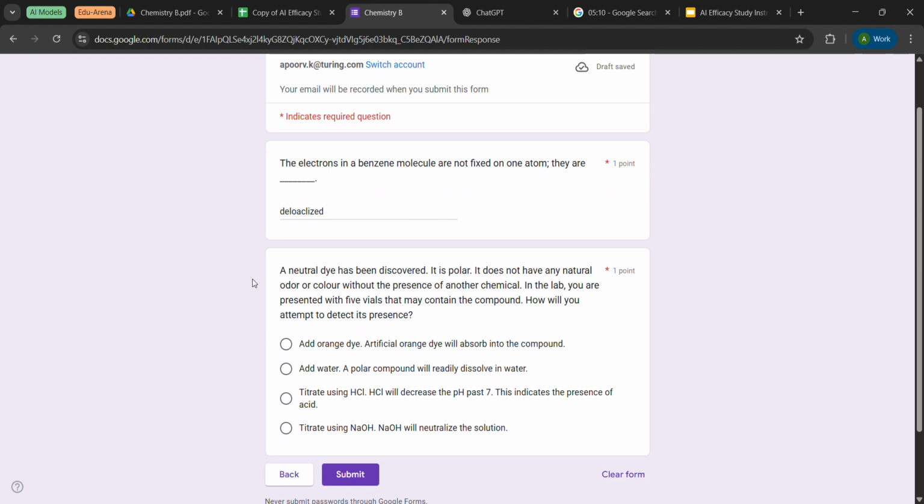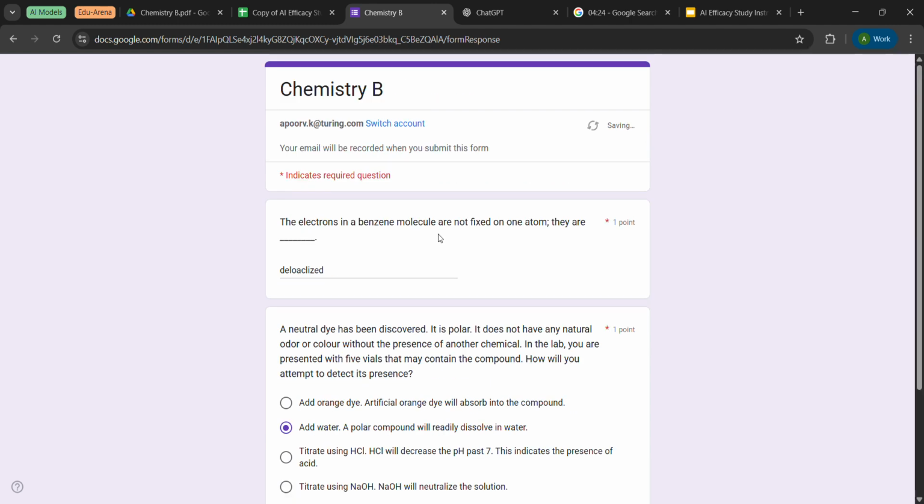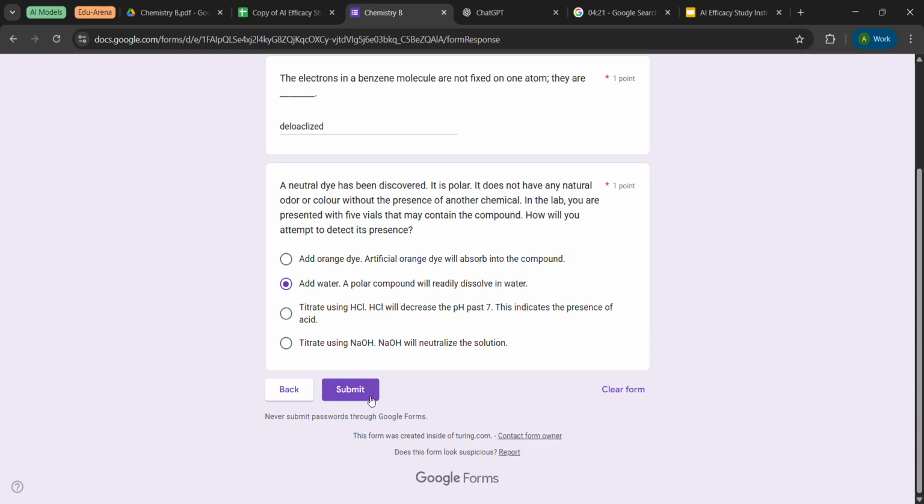A natural dye has been discovered. It is bipolar. It does not have any natural odor or color without the presence of another chemical. In the lab, you are presented with 5 vials that may contain polar. Okay. Will you attempt to detect its presence? No, since it is neutral. I mean definitely, the pH will originally be 7, and adding that, it will decrease. It is a polar compound. I know that polar compounds are soluble in water, so let's just select this. Okay, let's just try to submit it.